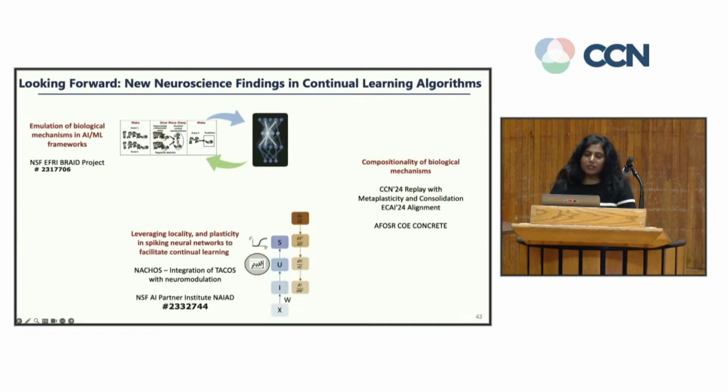So looking forward, I hope there are more new neuroscience findings that would help us in building new types of continual learning algorithms. We've kickstarted a project called BRAID, an Emerging Frontiers Research Initiative from NSF, where we are looking at the temporal scaffolding hypothesis that my colleague Itamar Lerner has built and see how we can do replay in a very efficient way to do continual learning. And there are similarly other projects where we are looking at how to bring in more plasticity into the network so we can build better continual learning models.